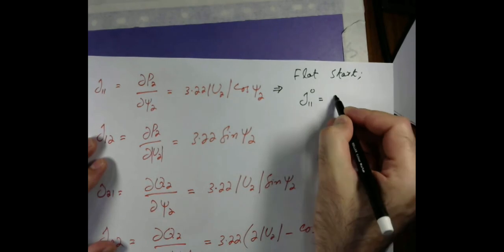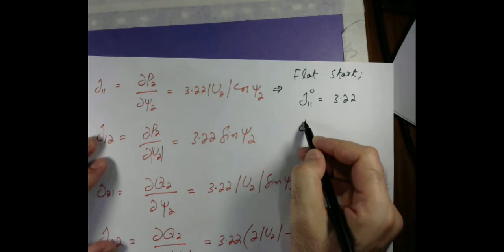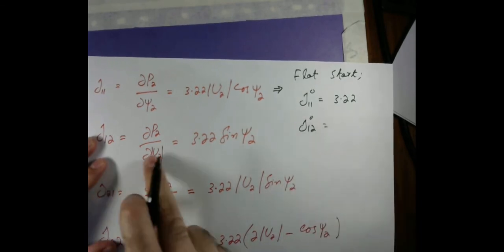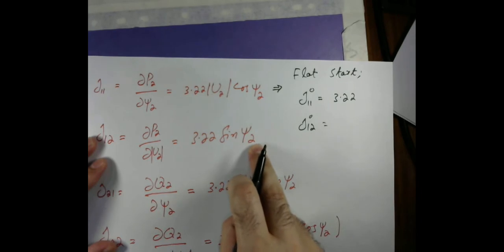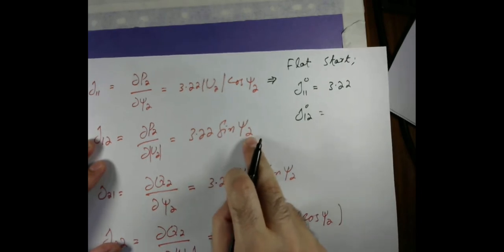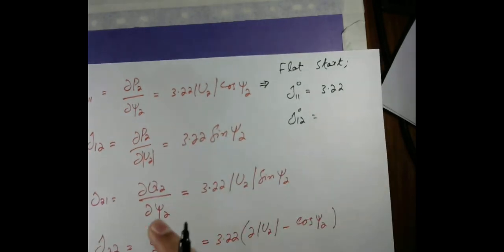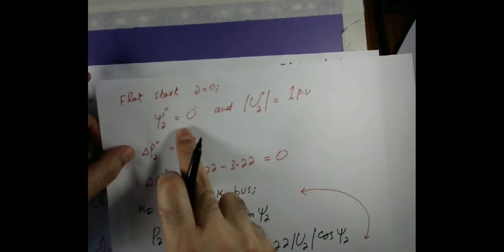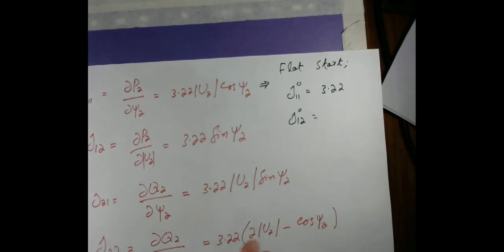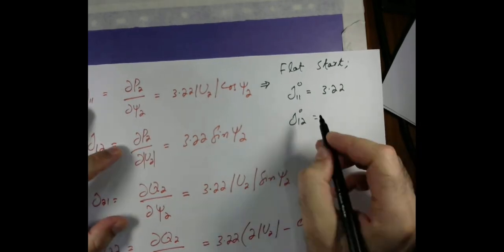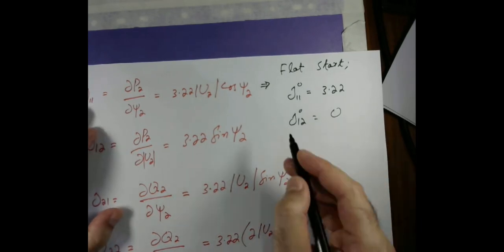So J11(0) will become 3.22, and J12(0), which is this term, will become 0, because if we put psi 2 equal to 0, as we know that in the flat start we assume the angle as 0, the voltage magnitude as 1. As I mentioned here, in the flat start the angle is 0, the voltage magnitude is 1 per unit. We are making all the calculation per unit, so this will become sine of 0, which is 0.